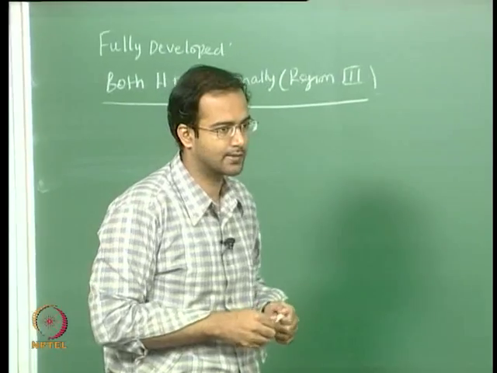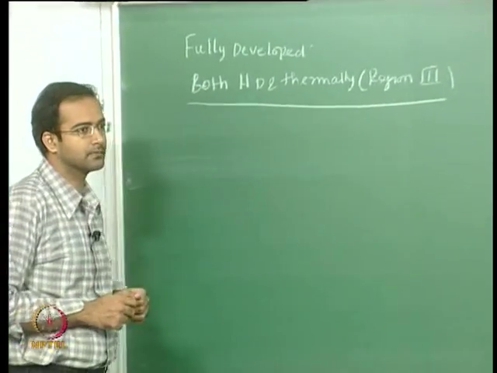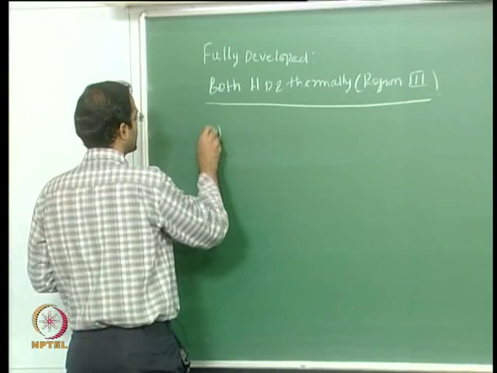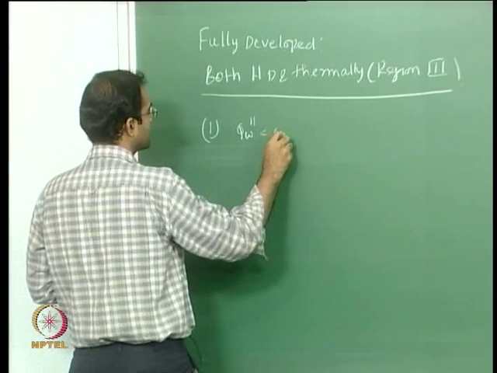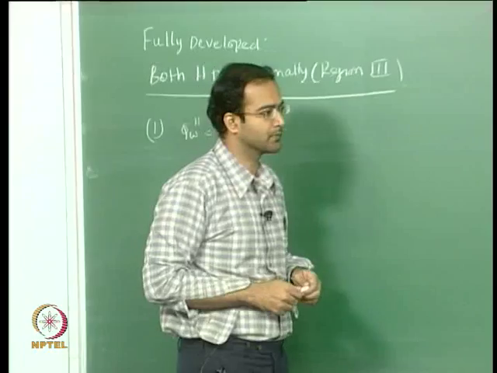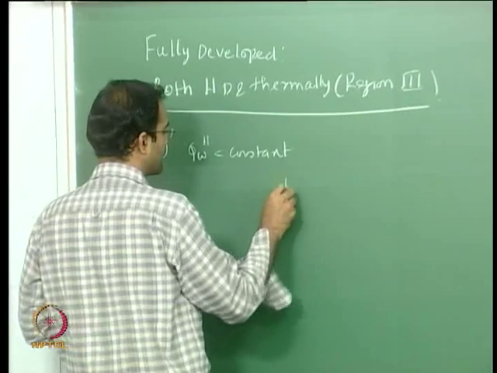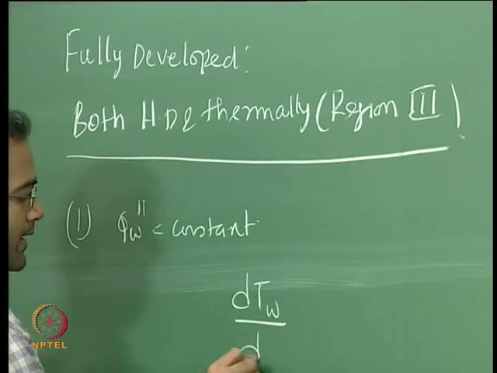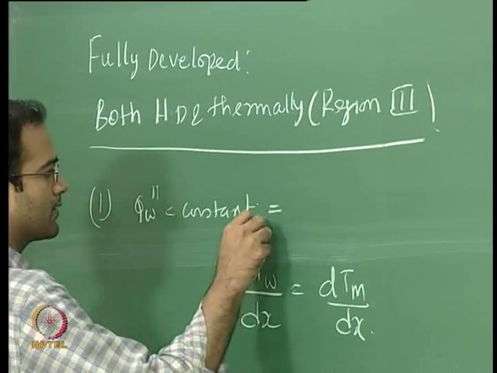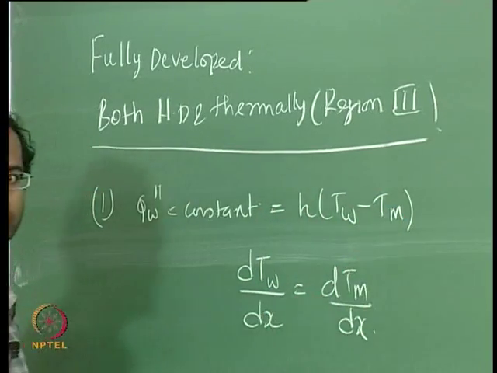We got a parabolic velocity profile, and we also started the solution to the heat transfer problem. The first case that we took was a constant wall flux boundary condition. So q wall double prime is constant, and for this case we have also shown that if q wall is constant, that means dT wall by dx should be equal to dTm by dx. This comes from the fact that q wall is equal to h into (T wall minus Tm).